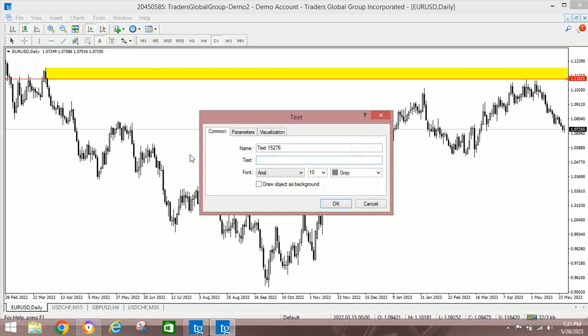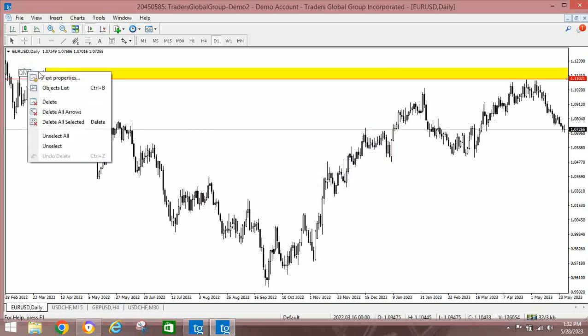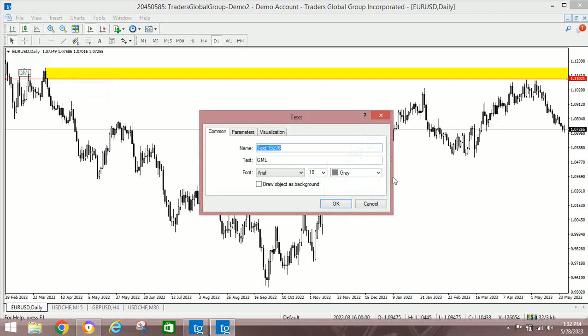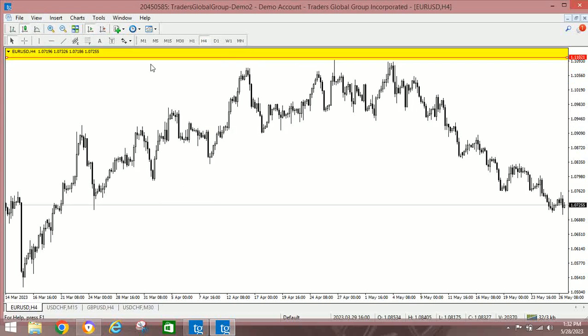So let me just highlight the QML. We had this Quasimodo here at this level. Let me write it in bold so you can see it properly, or use red and a bigger one. So there it is, you have this Quasimodo level here. We're on a sell here. If you go to a lower time frame, it's only going to give you a bit more selling opportunity for you to ride the trend.